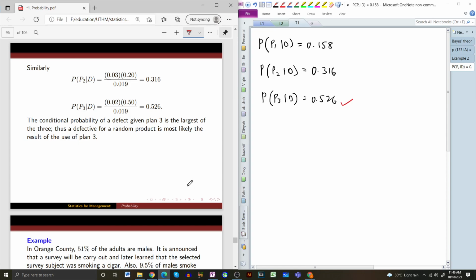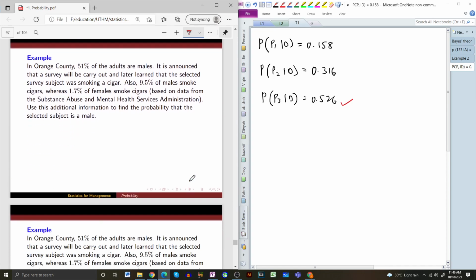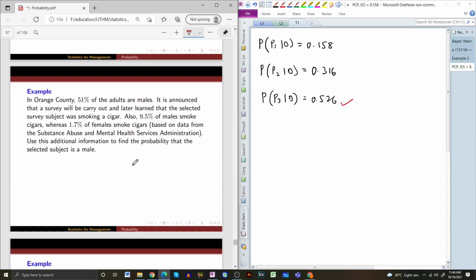Now let us move on to the next example. Read first.